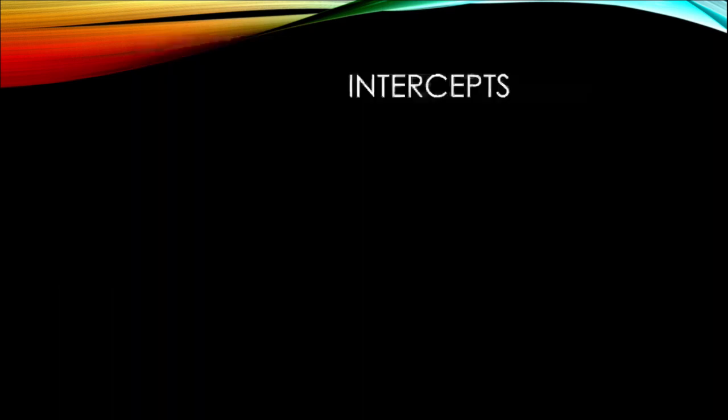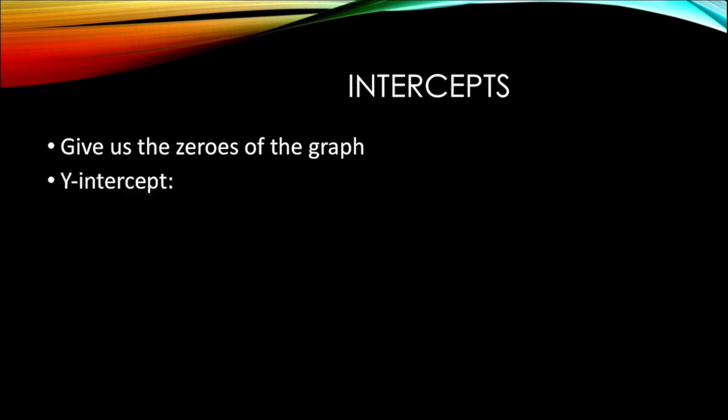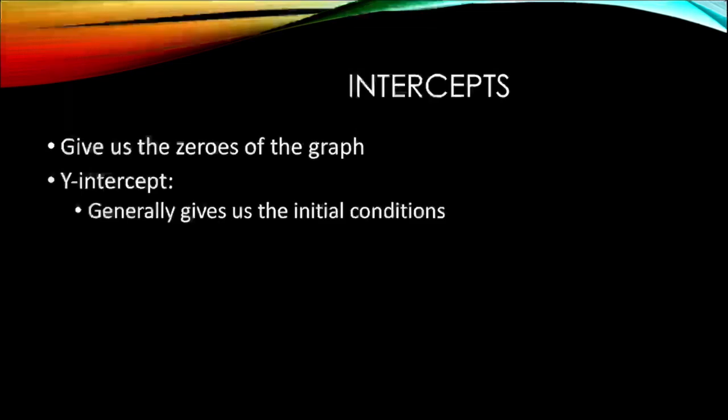Our second area of interest is the intercept. Intercepts give you the zeros of your graph. Specifically, the y-intercept tells you where your line crosses the y-axis. Generally, for physics, this gives you the initial conditions. What was the object doing when time was equal to 0?